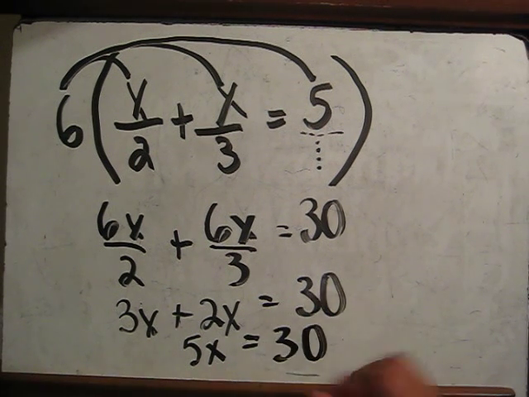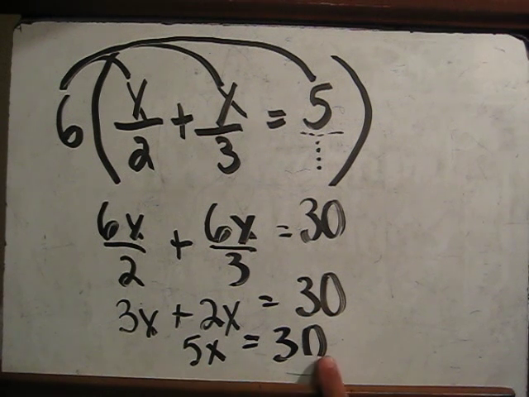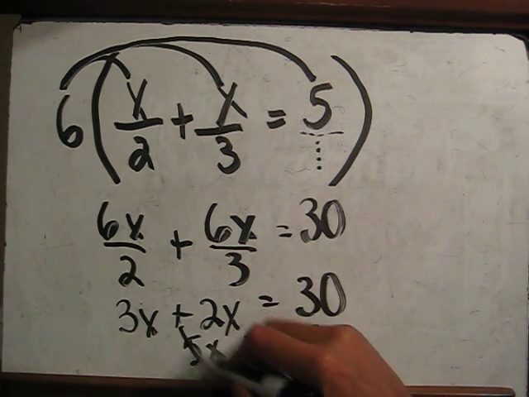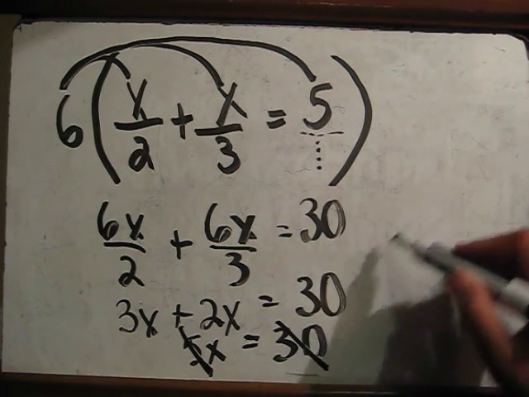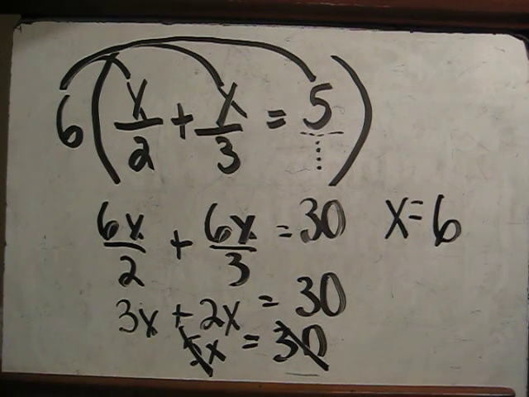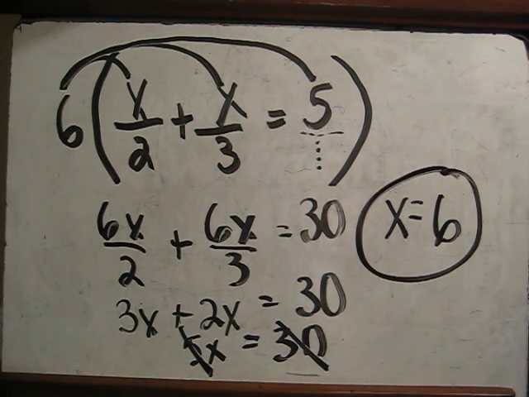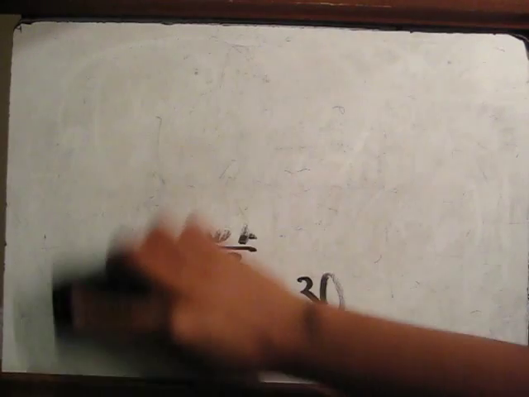And then we can get x by itself by dividing both sides by 5. So that will cancel that out. 5x divided by 5 equals x, and 30 divided by 5 gives x equals 6. Okay, so that's our answer for that problem. Now we move on to a different problem.